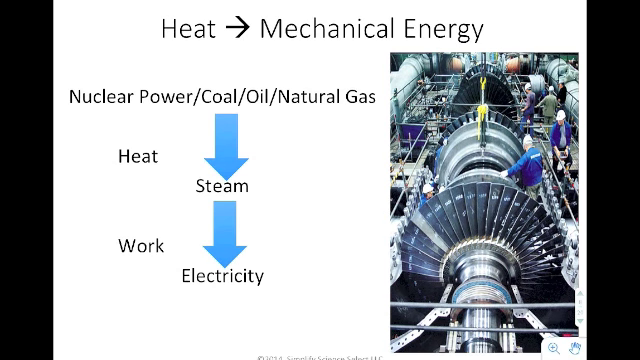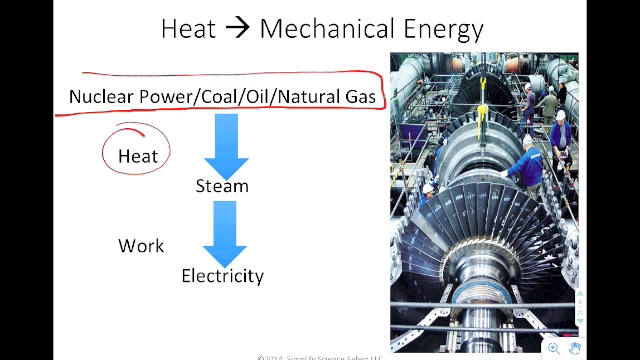An example of the first law of thermodynamics is the idea of taking heat and using it for mechanical energy. This is how the vast majority of electricity is produced. So you have nuclear power, coal, oil, natural gas, all of these things right here are sources of heat. And what they do is they burn them, set them off, have a nuclear reaction underneath water. So here's your source of heat, here's water.